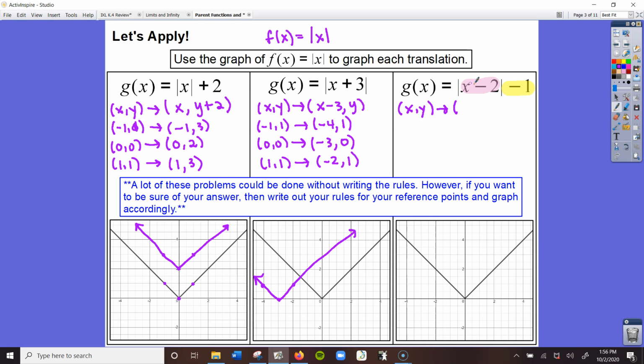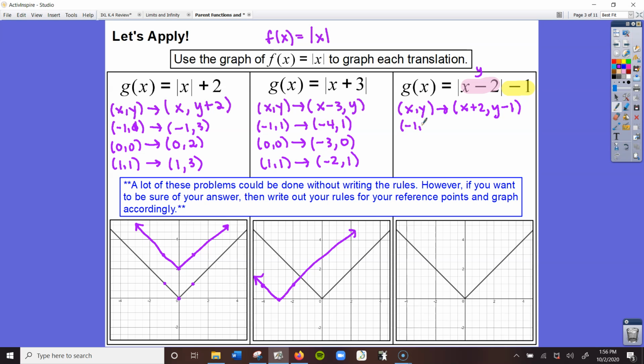Whatever is inside, you do the opposite. So instead of x minus 2, I'm going to put x plus 2. And then whatever is on the outside, I think of what I have in the inside as y, and then I just read it from left to right. So this would be y minus 1.